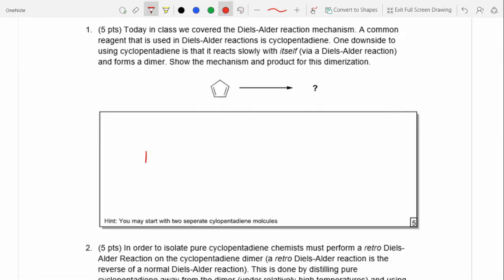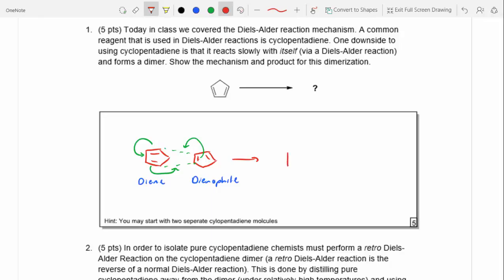If you think about cyclopentadiene, it can act as both a diene and a dienophile. So over here I'm going to treat one of these as a diene, and I'm going to treat another one as a dienophile. And when you react these, you can do it in a similar way to what we saw yesterday, where one of these pi bonds will hop down, the other one will hop over, and this one will hop over.